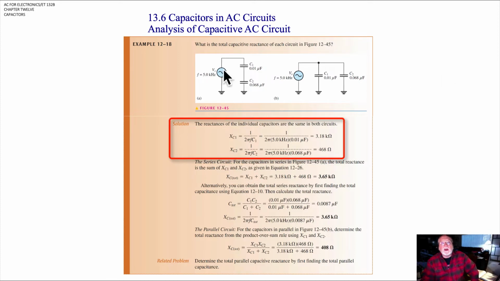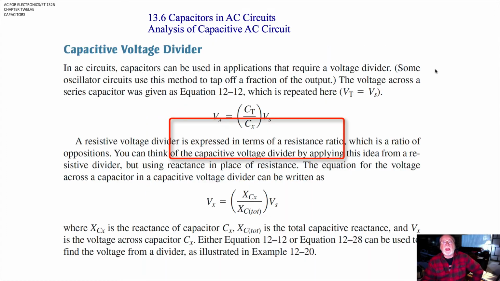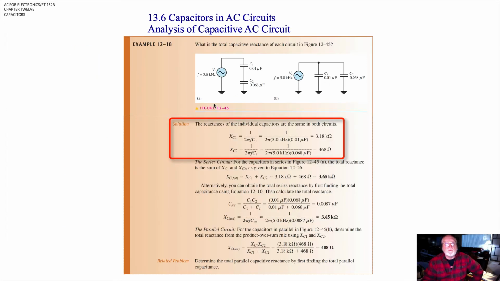So in A, we've got a series circuit. In B, we've got a parallel circuit of capacitors. So what's the total capacitive reactance in each? The reactances of the individual capacitors are the same in both circuits. You'll notice that they have the same values given.